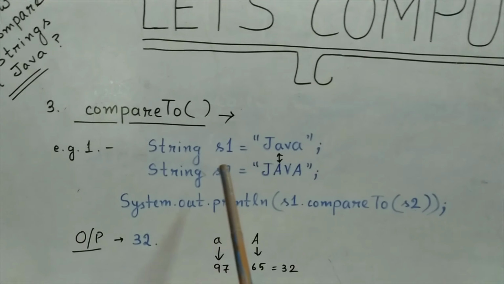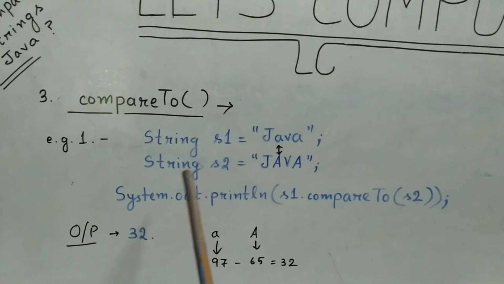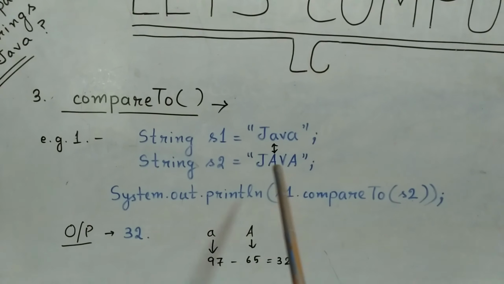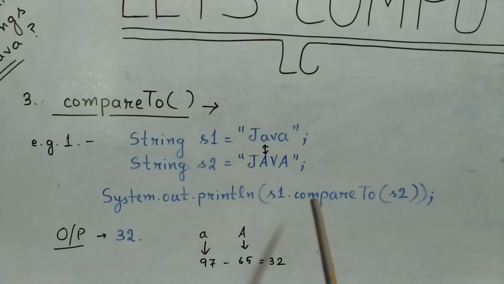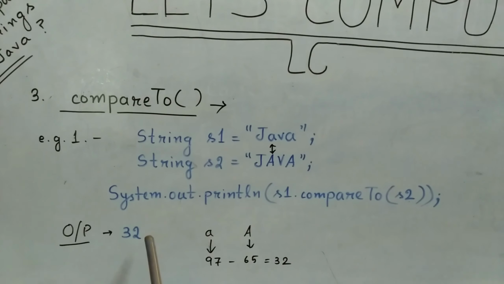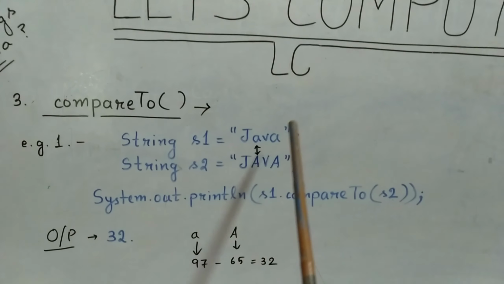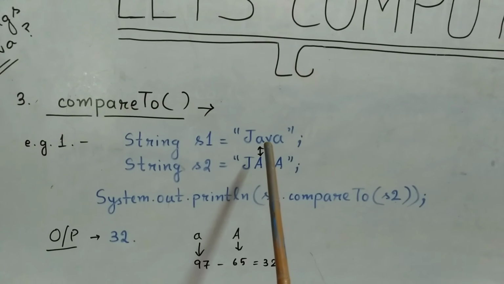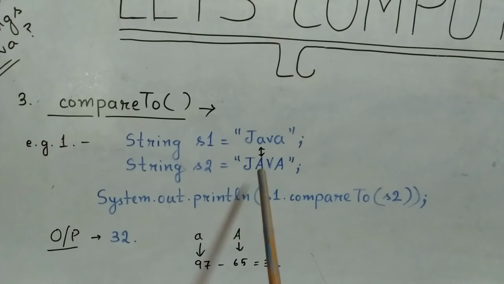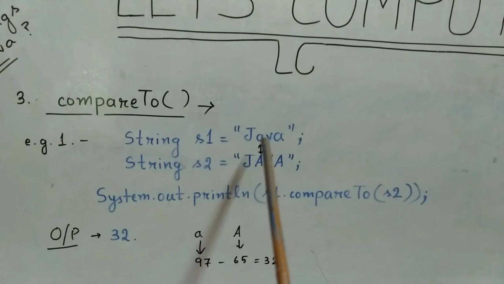Example 1: String s1 equals "Java" in running hand, String s2 equals "JAVA" in all uppercase letters. s1.compareTo(s2) would return 32 as output, since compareTo would detect the first mismatched characters at the second position of both of the strings. You could see it here.